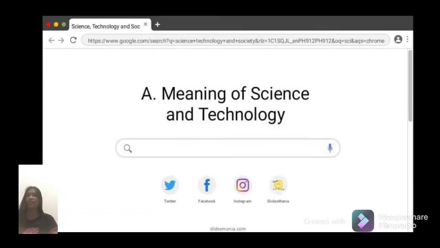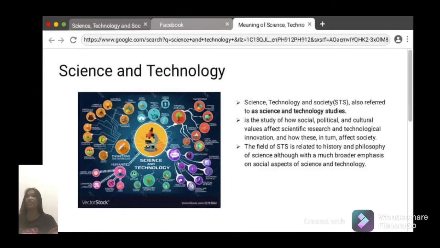A. Meaning of Science and Technology. Science, Technology and Society, or STS, also referred to as Science and Technology Studies, is the study of how social, political, and cultural values affect scientific research and technological innovation, and how this, in turn, affects society.